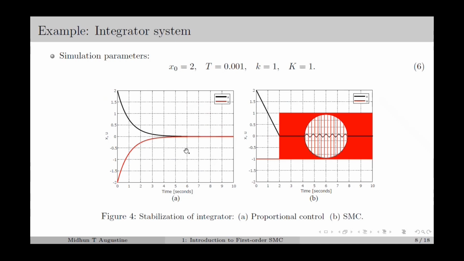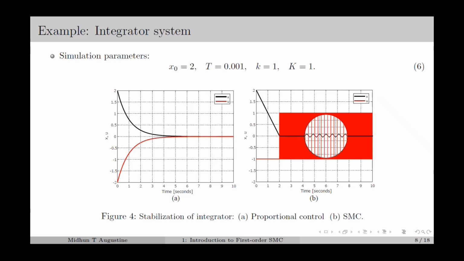Figure 4a shows the response with the proportional control law, which shows the state in black color and the control u in red color. Here the state x starts from the initial value x0, which is equal to 2, and converges to 0 exponentially. We had the control input u equal to minus kx, and we had k equal to 1. So therefore u will be equal to minus x, which results in the plot of u as shown here.